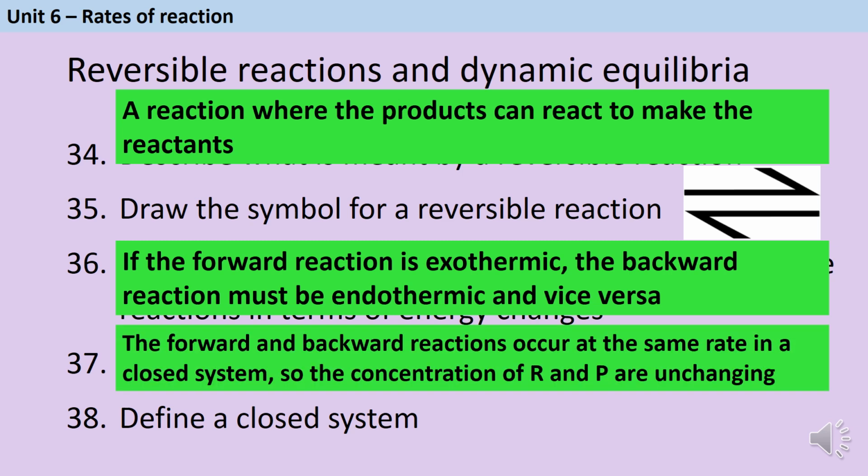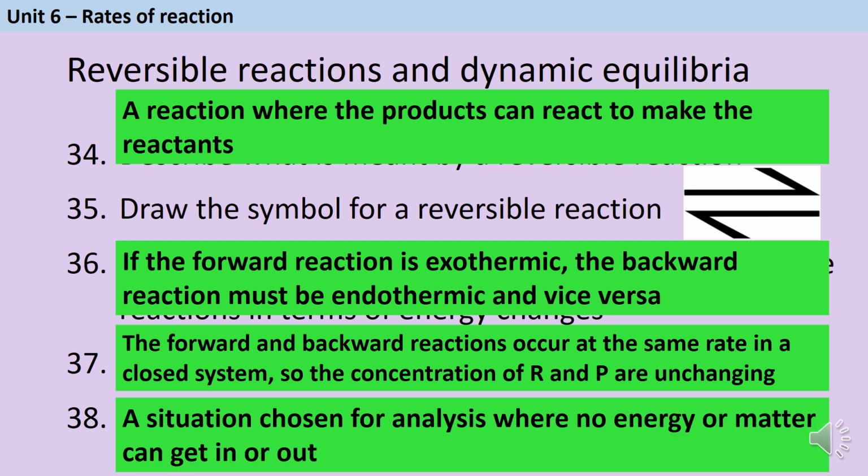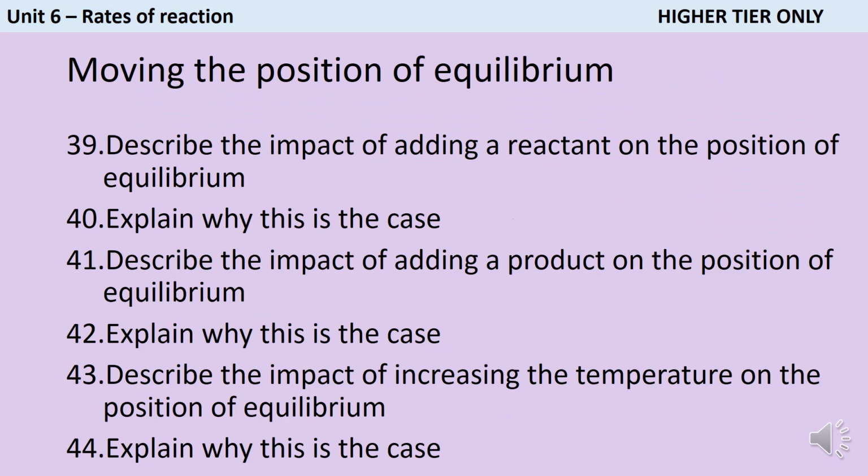Equilibrium happens when the forward and backward reactions are occurring at the same rate in a closed system, and this means that the concentration of the reactants and the products will be unchanging. A closed system is just where we have a reaction vessel where it's sealed and no energy and no matter, so no atoms, can get in or out.